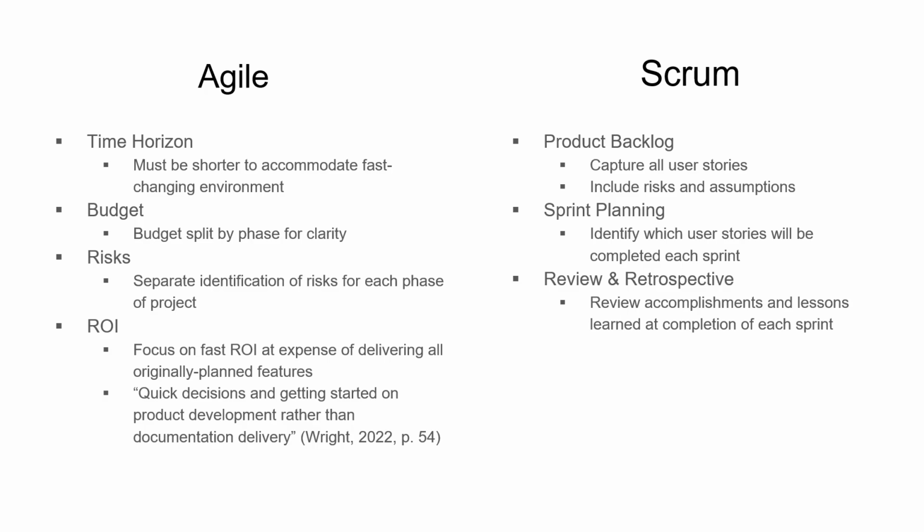Wright argues that Agile projects need to prioritize quick decisions and getting started on product development rather than documentation delivery. In a business case for a Scrum project, the product backlog should capture all user stories as well as all risks and assumptions. Sprint planning should identify exactly which user stories will be completed in each sprint. Additionally, a review and retrospective should be completed at the end of each sprint to review accomplishments and lessons learned during each sprint to capture that knowledge and apply it to future efforts.